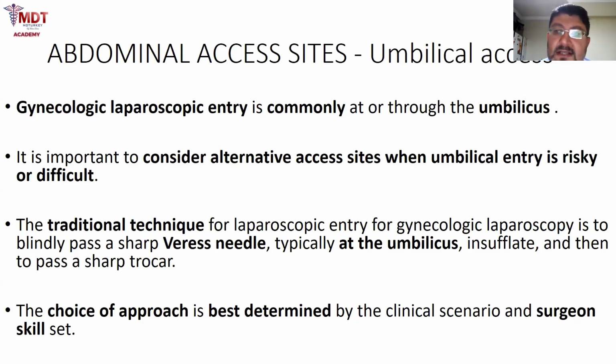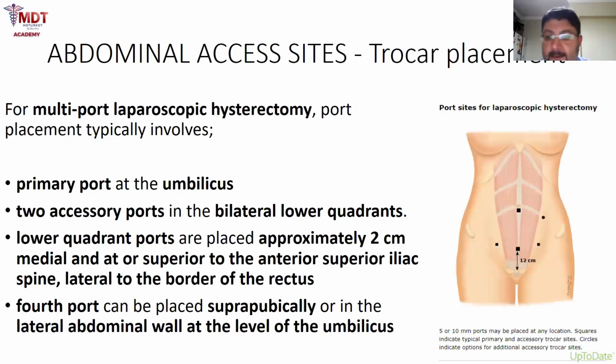The access site that we will use depends on the choice of the approach, and it's best determined by the surgeon's skill set. Here you see the access sites that we use in a classic abdominal hysterectomy. This is a multi-port laparoscopic hysterectomy. You see the primary port is at the umbilicus.